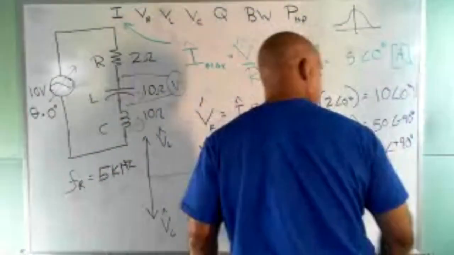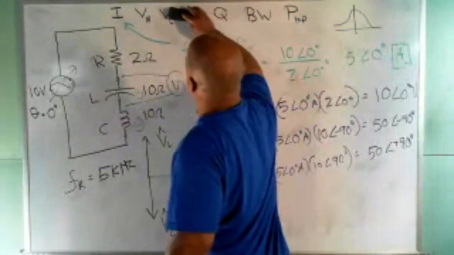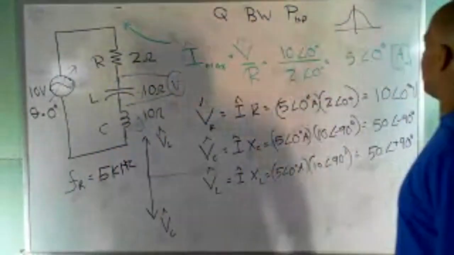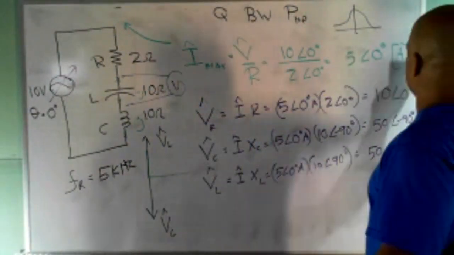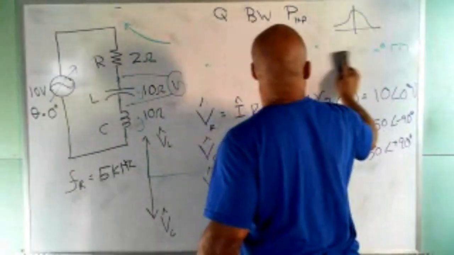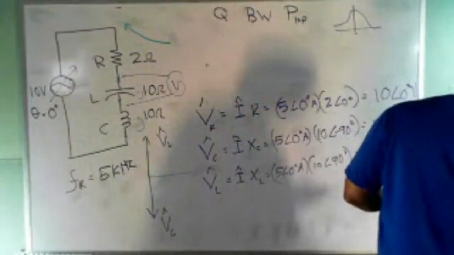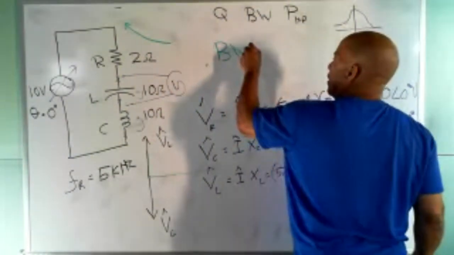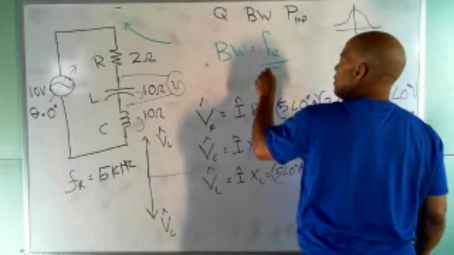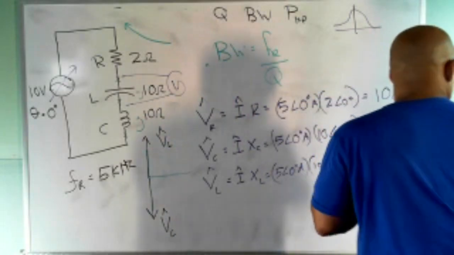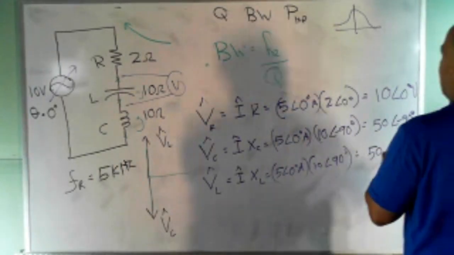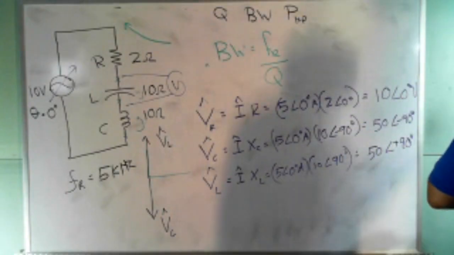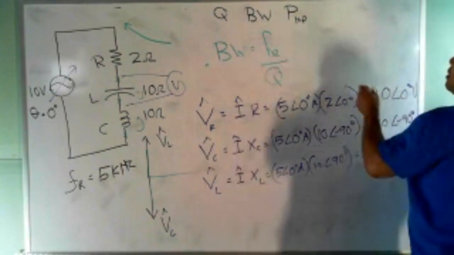So we got these 3, 4. Now we got to get the Q. Well, that's real easy to get the Q because all you got to do is use that formula I gave you. Bandwidth equals resonant frequency over Q. We'll need that. And we'll need the fact that Q is XL over R.